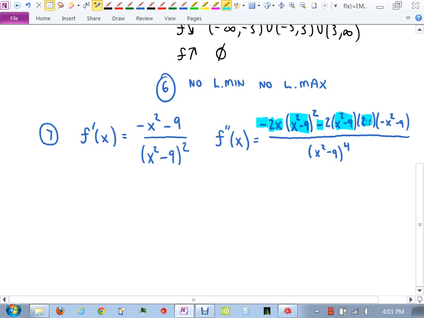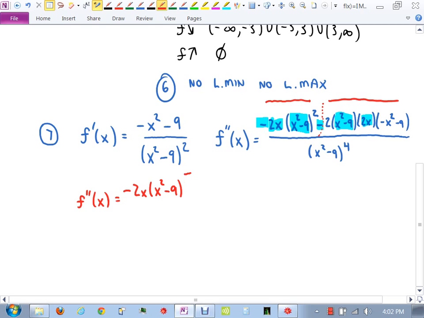So I'm going to pull a negative 2x times x squared minus 9 out of both terms. Now remember, the terms are separated right in here because there's your subtraction. So this is the first term over here, the second term's over here. So f double prime of x equals negative 2x times x squared minus 9. That came out, right? That's what I'm pulling out.